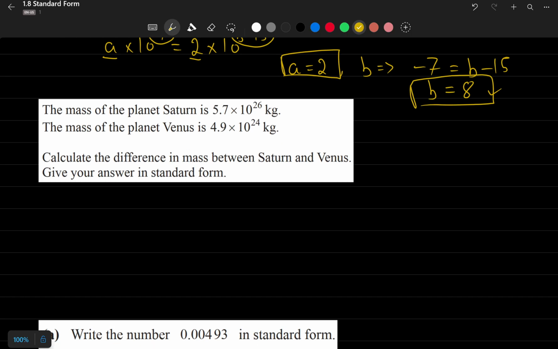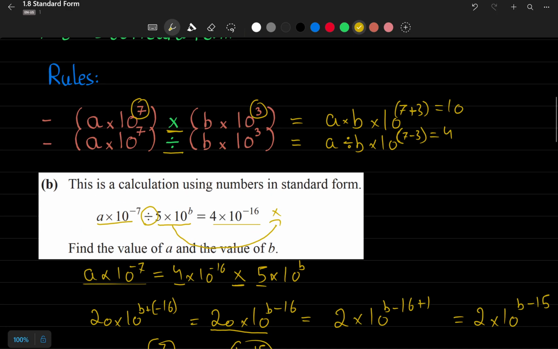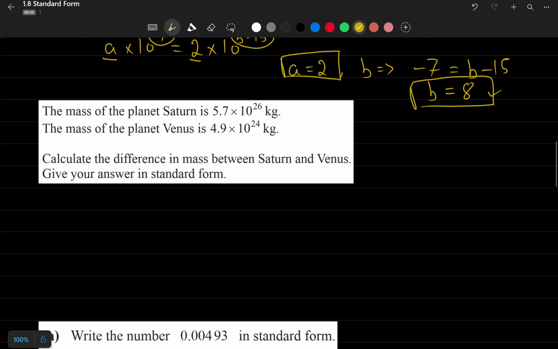Another question in this chapter we have: the mass of planet Saturn is this and the mass of planet Venus is this. Calculate the difference in mass between Saturn and Venus. Now we earlier studied the rule for multiplication and division. Now the question is asking about difference, which is minus, and the same is the case for addition also. When you have to do addition or subtraction, you just need to make sure that the powers are same. When the powers are not same, you cannot add or subtract.